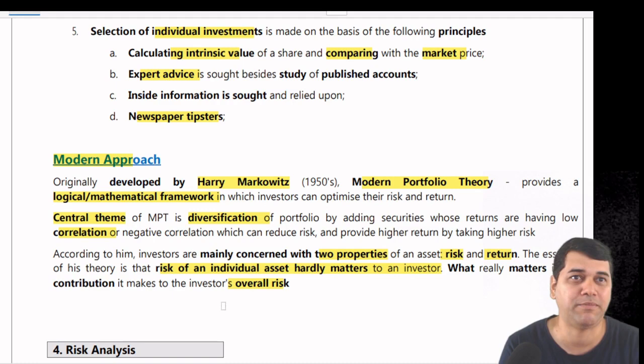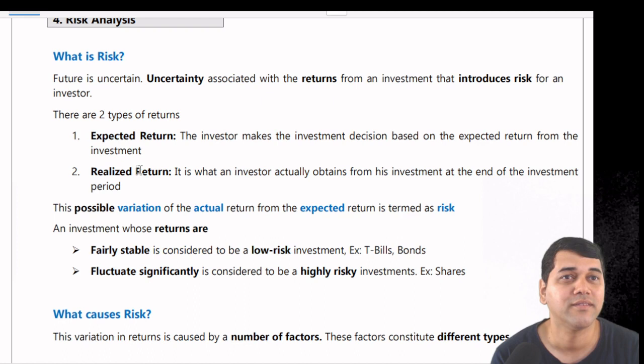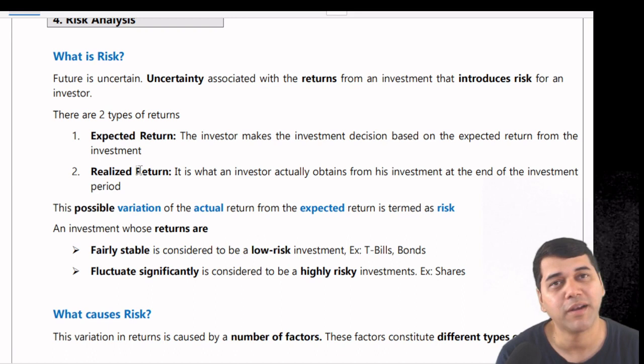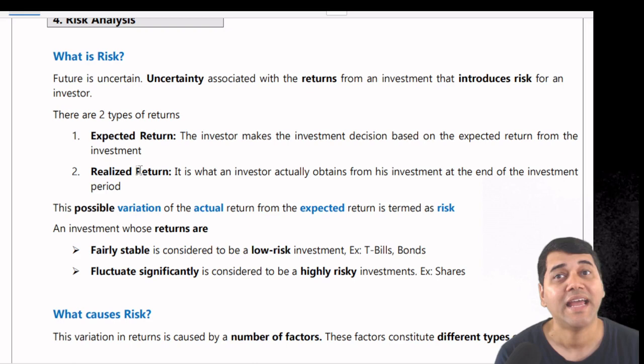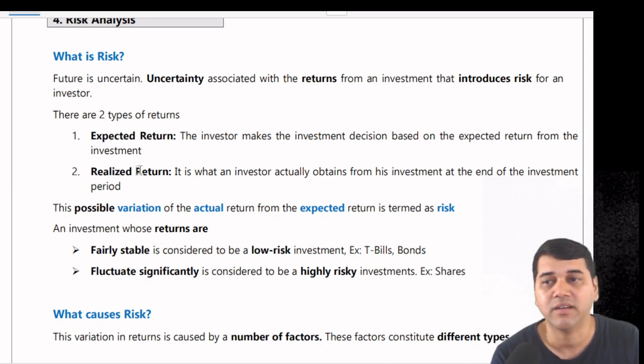Now, what is risk? Risk analysis, what is risk? Tell me. In a portfolio or in securities, what is risk? Market price will fall. If the market price falls, what is your problem? What are you not going to get? Expected returns you are not going to get. So, you are expecting gold; the risk is you may not get that gold. What you expect, you may not get. That is the risk. That's why future is uncertain, and uncertainty associated with the returns introduces the element of risk.